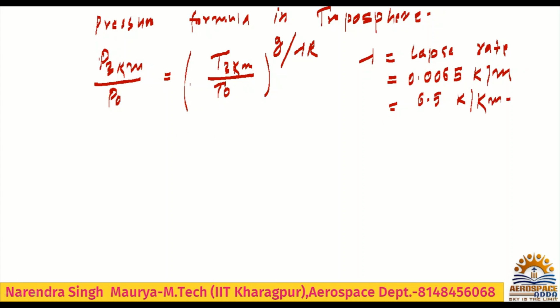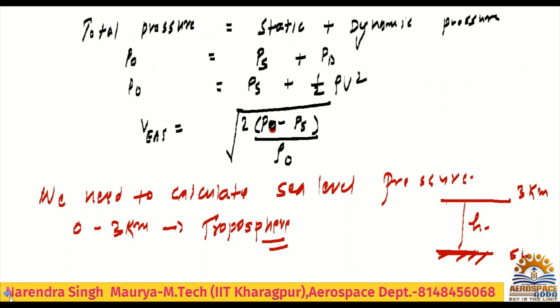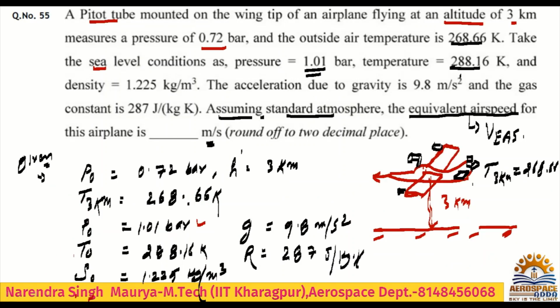R they have given to you. And check, all condition temperatures they have given. They have given the temperature at 3 kilometer, as well as the temperature at sea level. Both temperatures they have given to you. Directly you have to use. Okay. So I will write there. And the pressure at 3 kilometer they have given as P naught, means this is the total pressure, sorry, this is the total pressure, and the sea level pressure they have given to you.